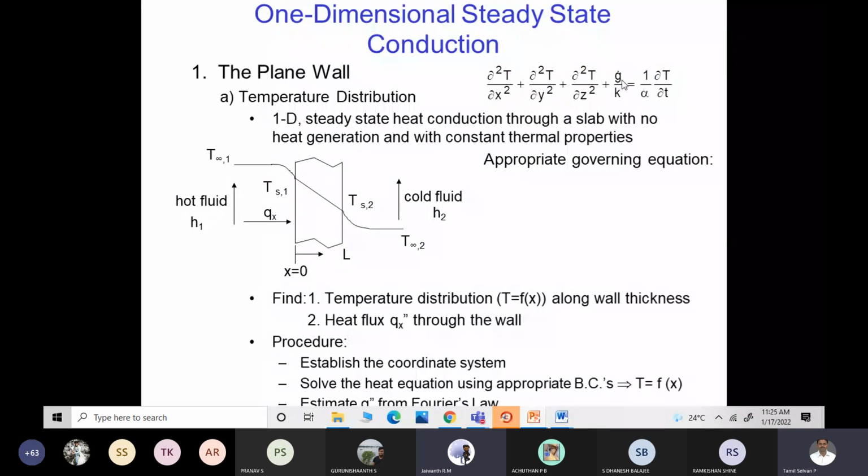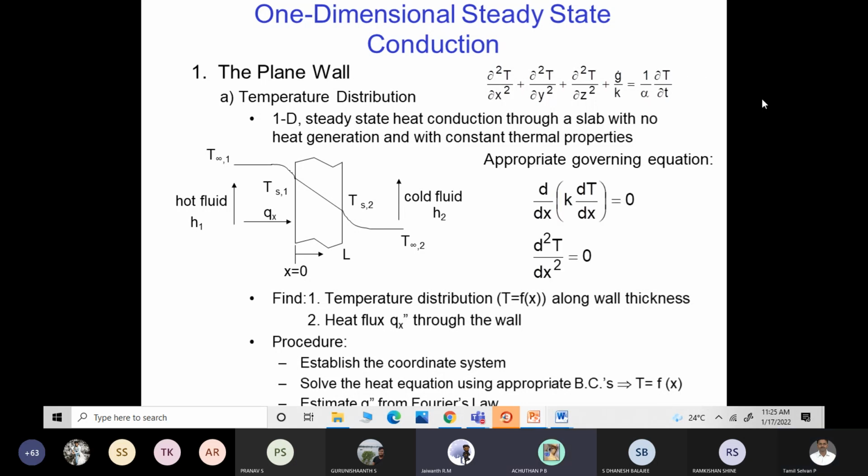What are all the terms which become zero here? Can anyone tell me? I'm talking about this equation. Sir, if it's a steady state equation, then the right hand side becomes zero, sir. Yeah, very good, the right hand side becomes zero. What happens to G by K?